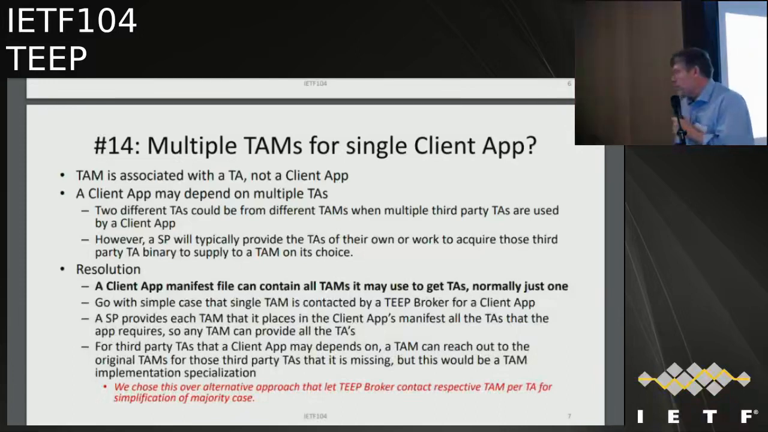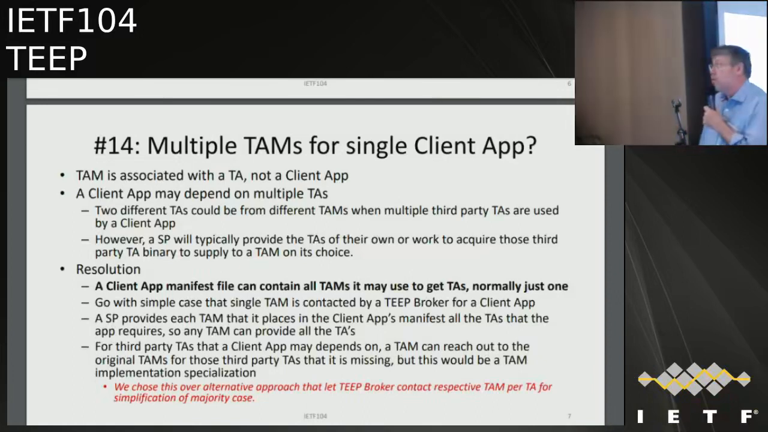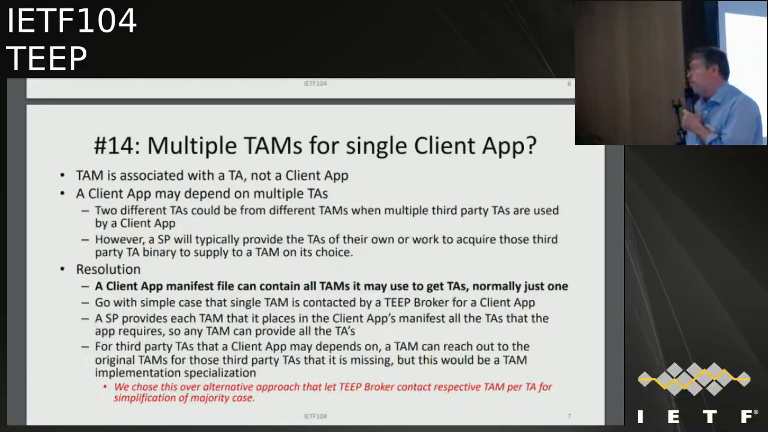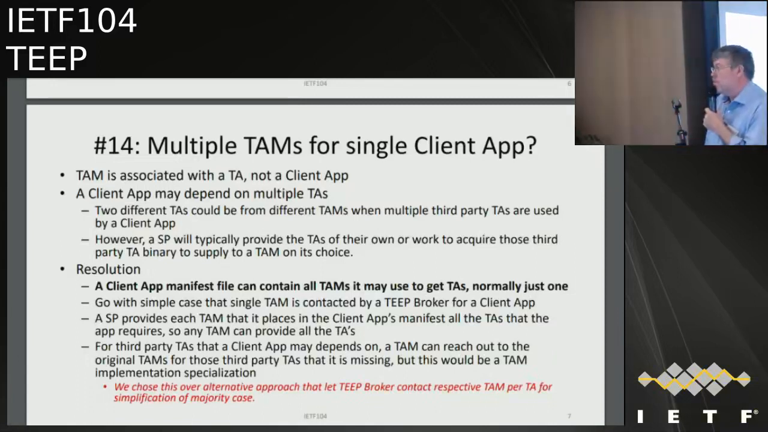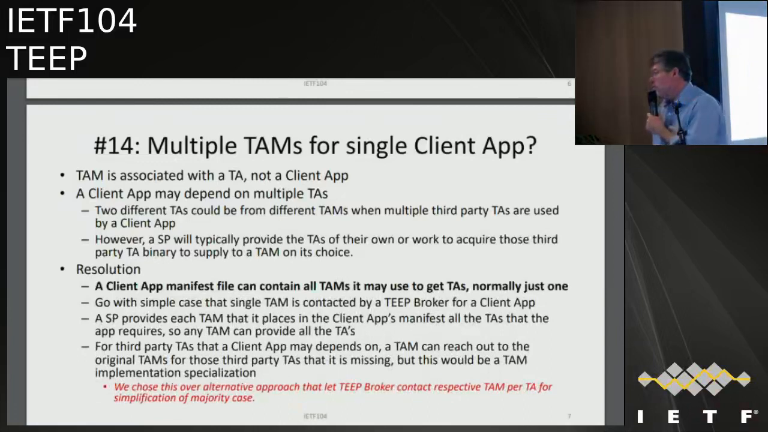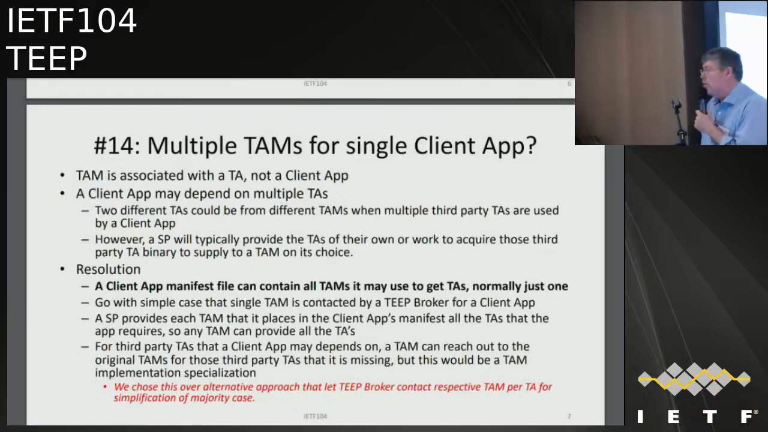Clarifying question, this is Dave Thaler. I'm looking at the bolded point: a client app manifest file can contain all the TAMs you may use to get TAs, normally just one. And you're talking about the client app manifest file. Back on the trusted app distribution slide, we had case 1, case 2, and case 3, trying to figure out where is the client app manifest file? Is that part of the client app? In other words, is this slide focusing on case 3 only, or what? That's my clarifying question.